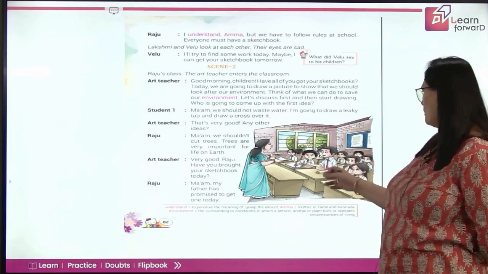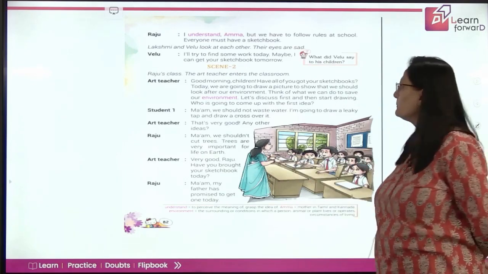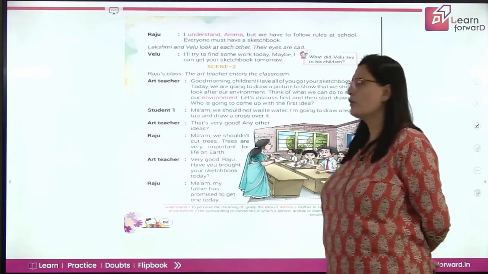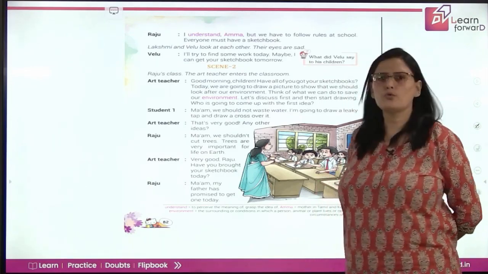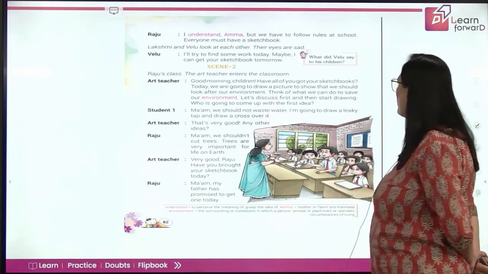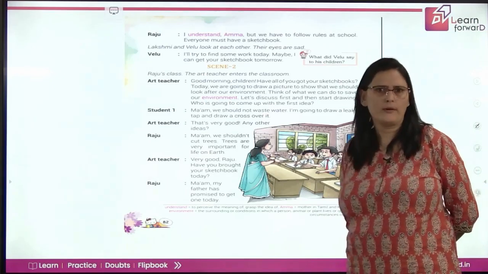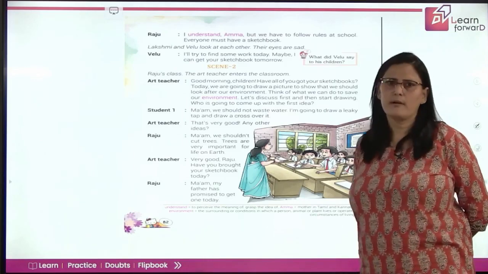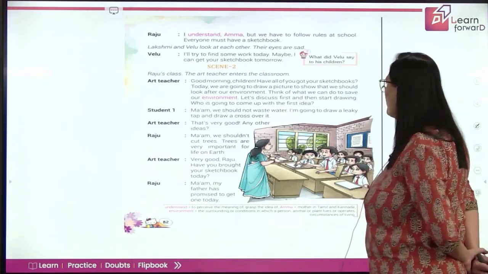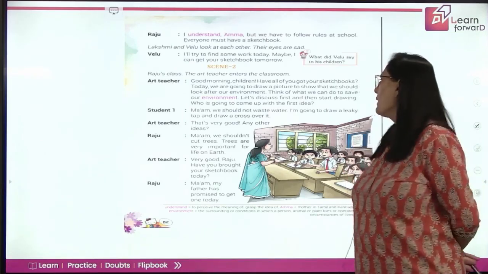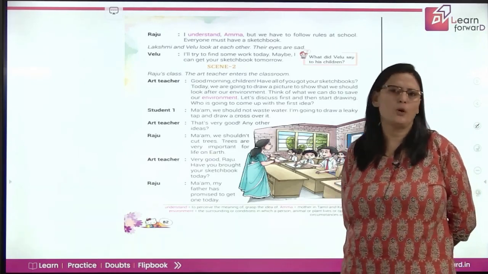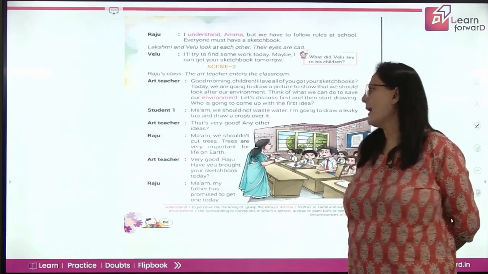Here's the classroom. This is Raju and this is the teacher. Art teacher: Good morning children. Have you all got your sketchbooks? Today we are going to draw a picture to show that we should look after our environment. Think of what we can do to save our environment. Let's discuss first and then we'll draw. Who is going to come up with the first idea? So there was a group discussion on how we can save the environment.